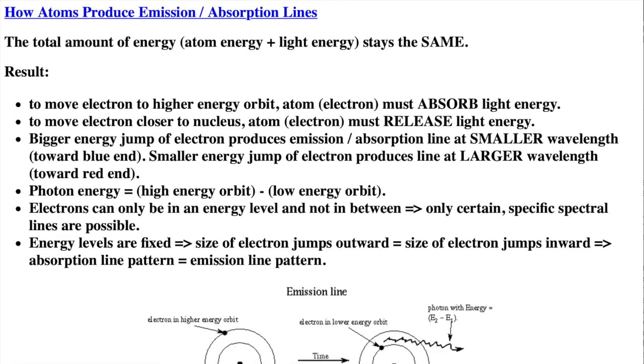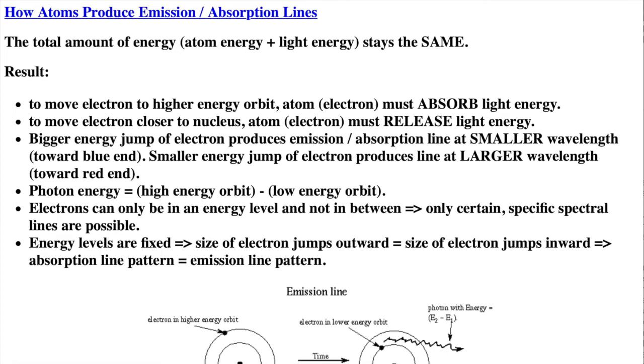That's a subtraction or minus sign. Photon energy equals energy of the higher orbit minus energy of the lower orbit. Spectral lines of only specific wavelengths can be produced by an atom because the electrons can only be in an energy level and not in between. That's Bohr rule number one.